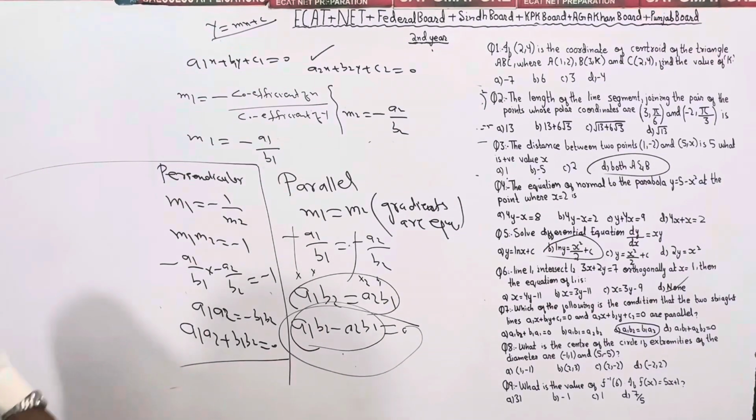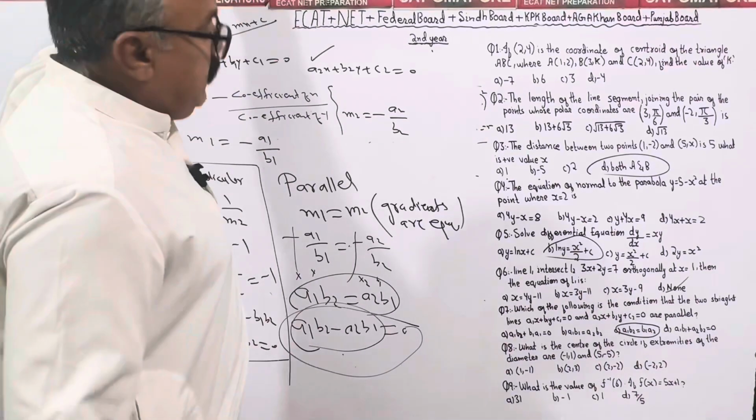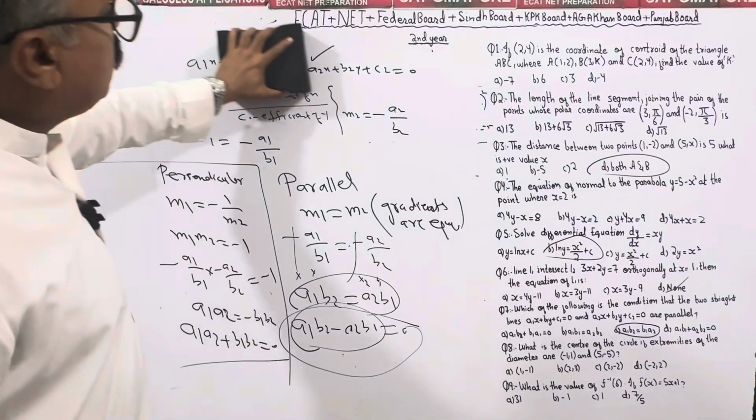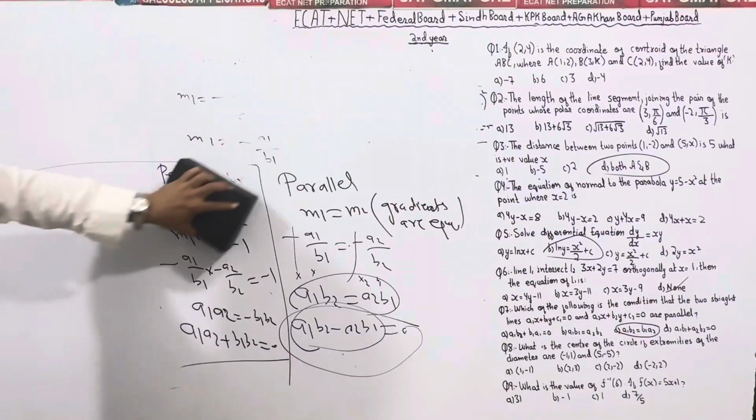Okay. Moving to the next question. What is the center of the circle if the extremities of the diameter, extremities means endpoints of the diameter, are given?